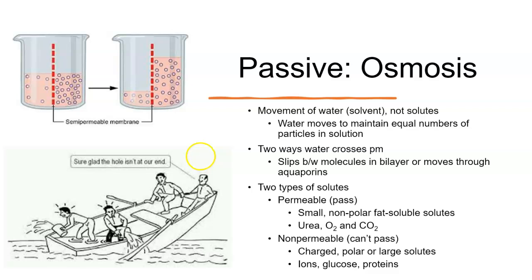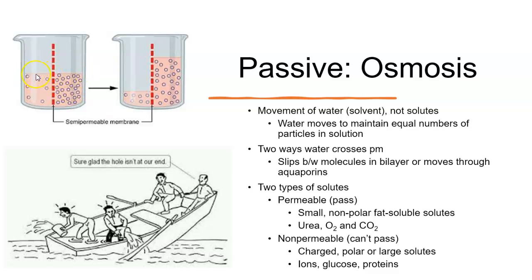So what happens if the solutes can't cross the cell membrane, if they're non-permeable, such as your charged or polar or big solutes? So some ions and glucose and protein, if they can't move across the cell membrane, what's going to happen? Our body still wants equilibrium. So let's look up here at this image. On the far left side, we've got the red dotted line representing a semi-permeable membrane. Let's say that the left side of this container is extracellular fluid. The right side is intracellular fluid.